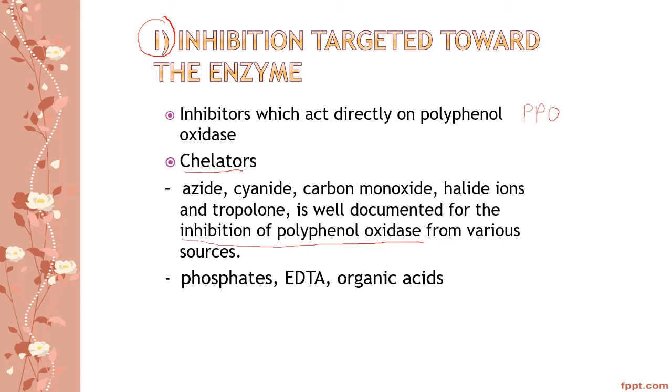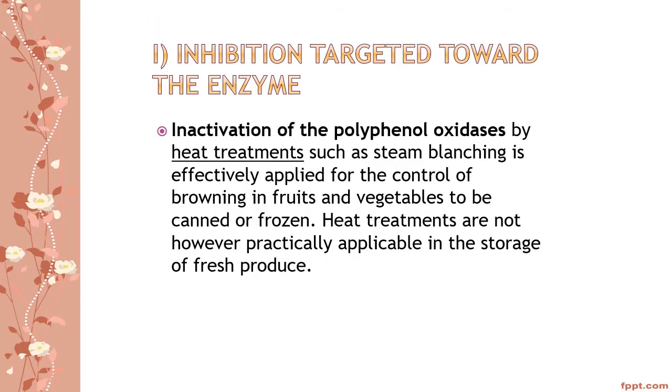Another type of chelators also includes some phosphate, EDTA, and also organic acids. This is still number one, inhibition targeted towards the enzyme. So another way is we can deactivate the PPO using heat treatment, such as steam blanching. It is effectively applied for the control of browning in fruits and vegetables to be canned or frozen. But heat treatments are not, however, practically applicable in the storage of fresh produce.